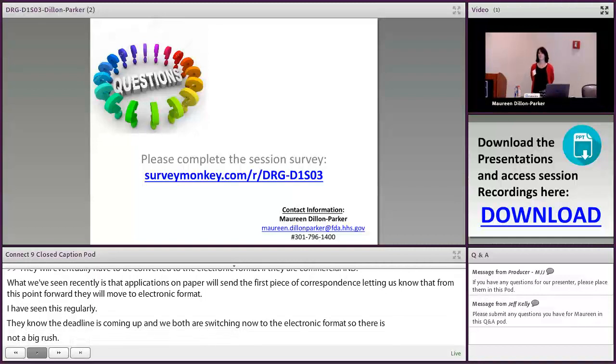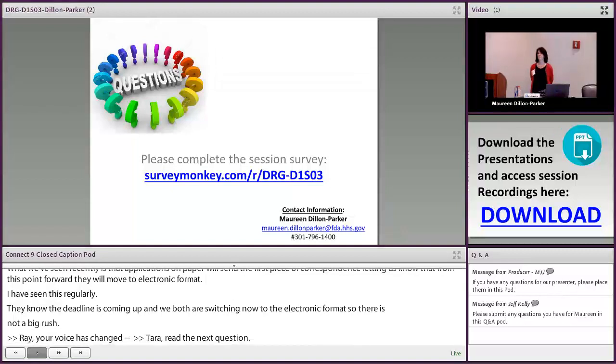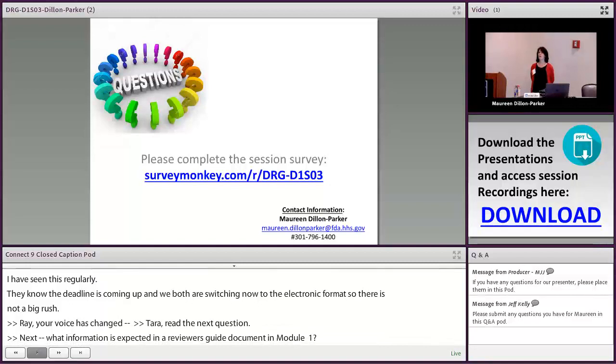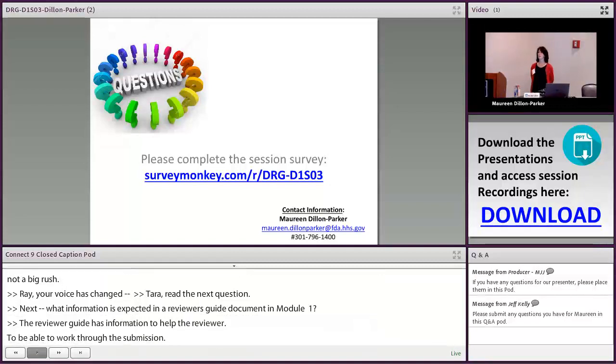No problem. The next question is, what information is expected in a reviewer's guide document in Module 1? In the reviewer's guide, it's information that would help the reviewer be able to work their way through the submission. So any type of information to guide a reviewer, regardless of which reviewer it might be, to get them through the submission.